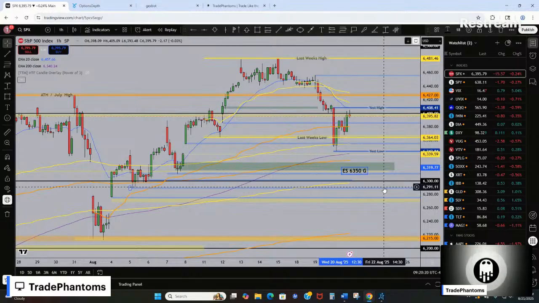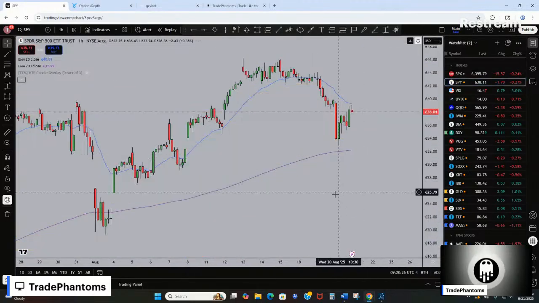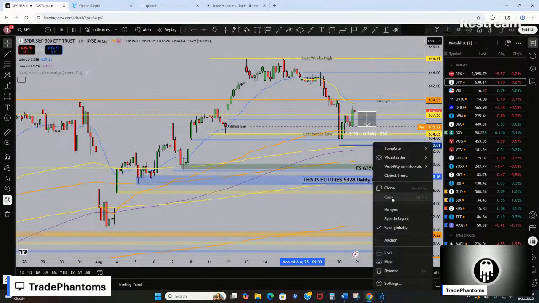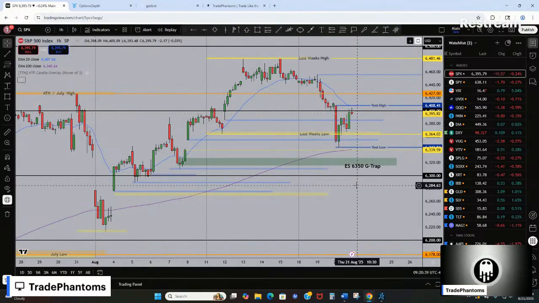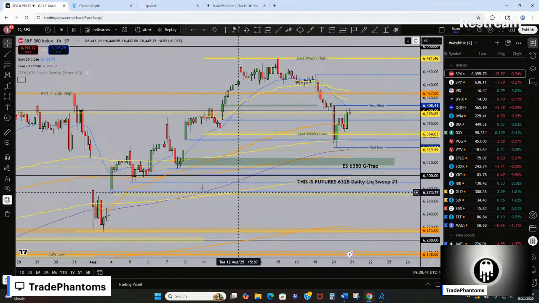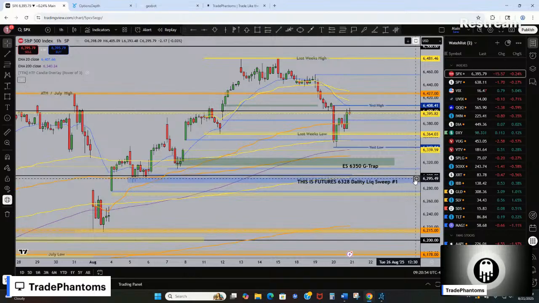So this is the ES 6350, the first G-trap, not the daily liquidity sweep, right? That one's going to be a little bit lower down here. Let me copy and paste, save some time and clicks here. So this down here is going to be that second level, daily liquidity sweep number 1, below the 6,300. A nice even number below that 6,300. So those are the sweep levels there.